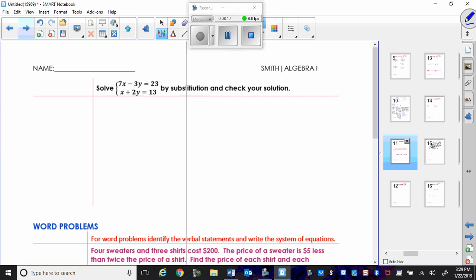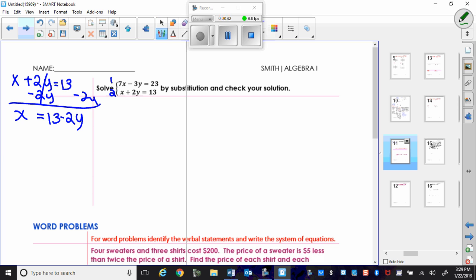Next one, I put my equations 1 and 2. I noticed that there is no variable by itself. Pick the easiest one, equation number 2, and solve for x. So x plus 2y equals 13. Subtract 2y's on both sides. I get x equals 13 minus 2y's. So now I'm at an impasse, where I'm going to plug that expression into 7x minus 3y equals 23.